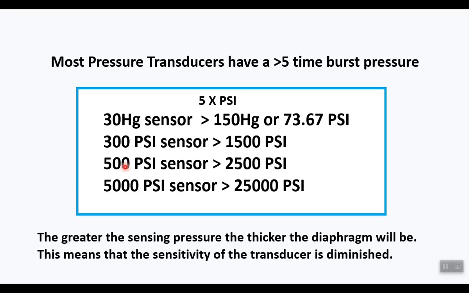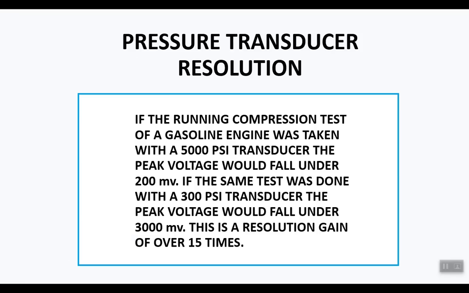So what we really want to do is look at the vacuum pockets for light deformation to see if valves are seating. That means I really want a 300-pound for a gas-based engine and a 500-pound for a diesel engine. It will make it work better.